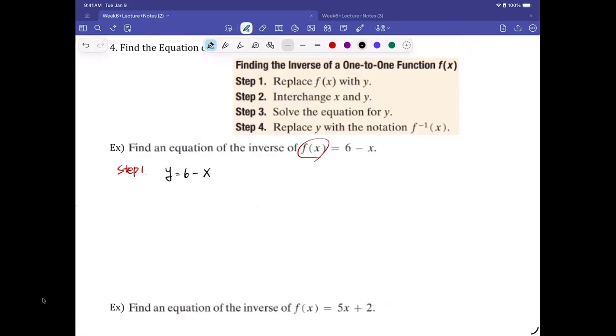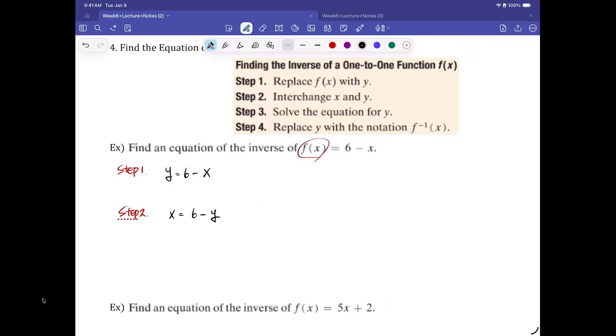And then step number 2 says interchange x and y, because we are looking for the inverse, so x and y are flipped. So x is equal to 6 minus y. This is the interchange. X and y are changed. Can you see that? X goes to here, y goes to here. That's step number 2.